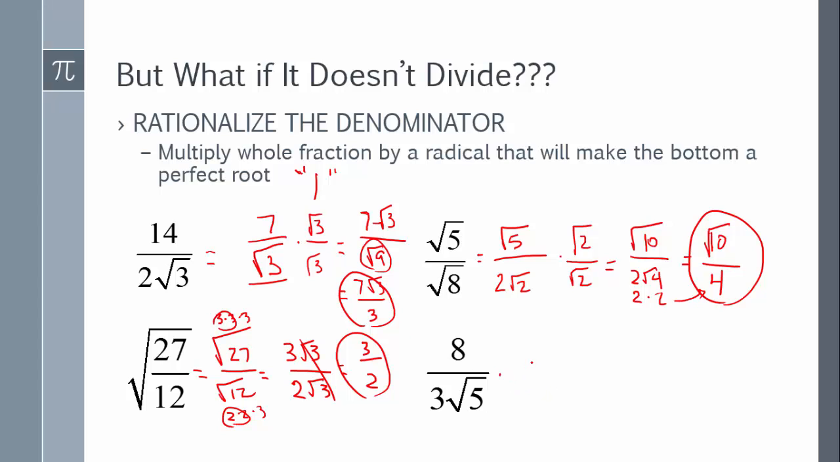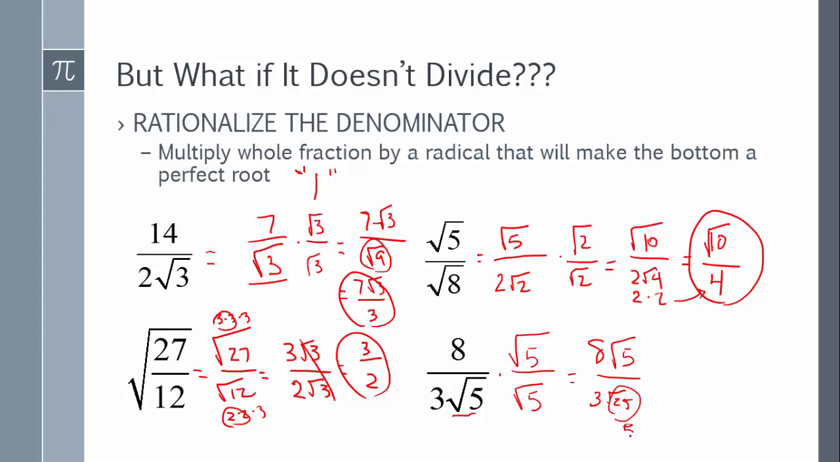All right, for the last example, 8 over 3 root 5. Again, I've got a radical in that denominator, that root 5. I want to get it out, so if I multiply both the top and the bottom of the fraction by the square root of 5, I get 8 root 5 over 3 root 25.